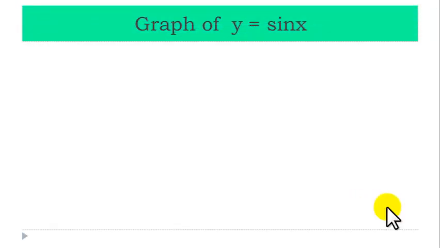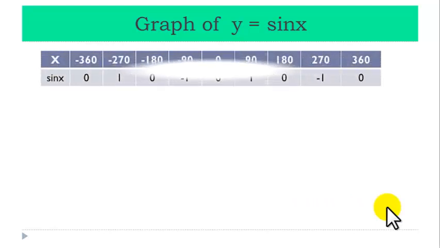First, we consider graphs of y equal to sine x. We know that a first step in graph plotting is for one to construct a table of values for a given range of values of x. So for sine x, we consider the range of values of x from minus 360 degrees to plus 360 degrees. This is the table of values for sine x.